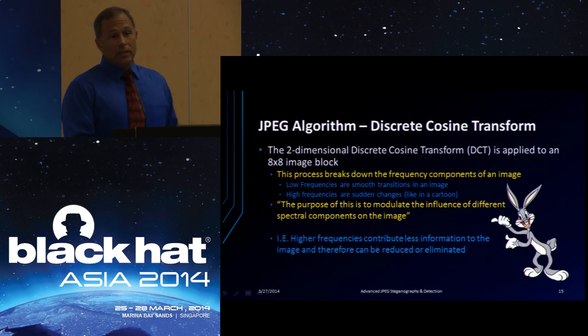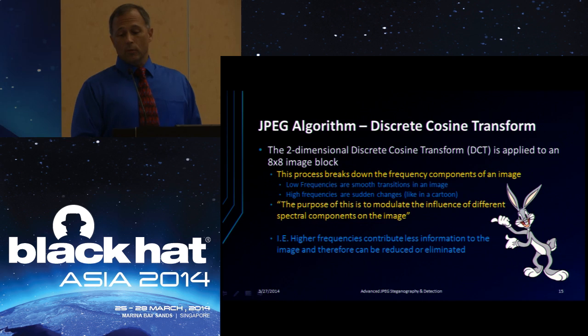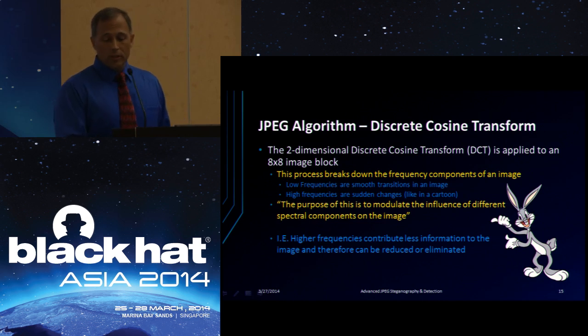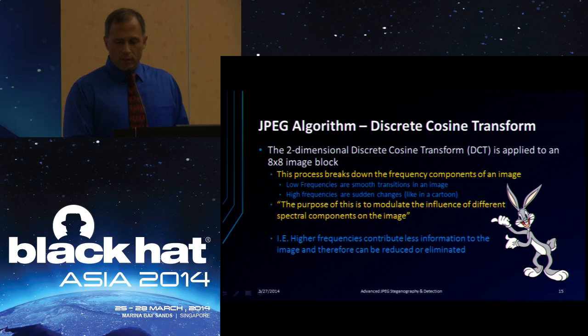We do a 2-dimensional discrete cosine transform. I don't remember who wrote this. I'll read it to you. The purpose of this is to modulate the influence of different spectral components on the image. All it means is we separate the low frequencies from the high frequencies. The high frequencies contribute less detail, so we can get rid of them and still have a good image.